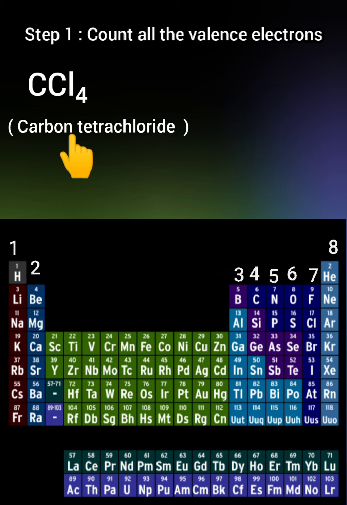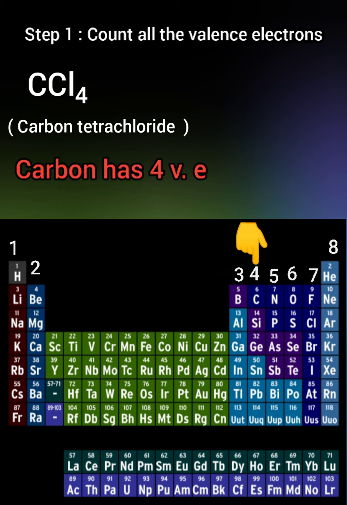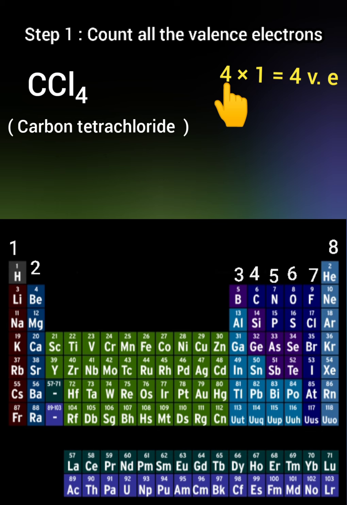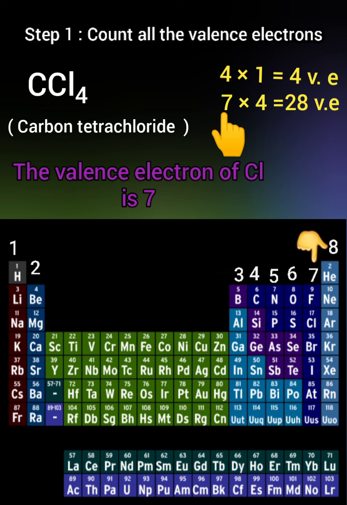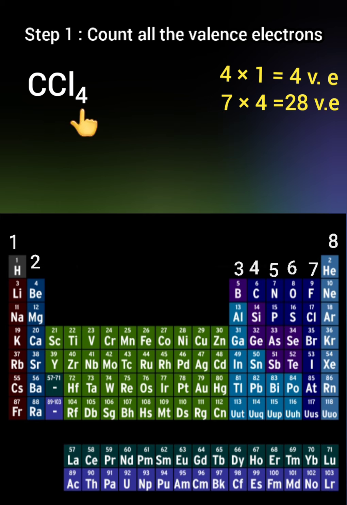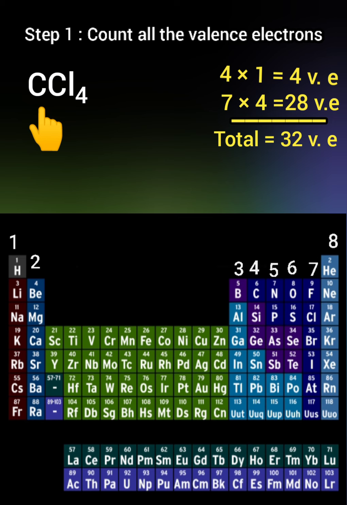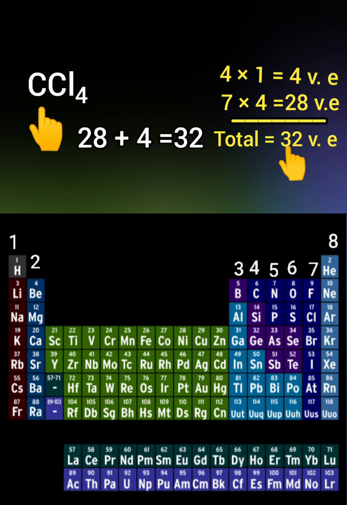In carbon tetrachloride, carbon has 4 valence electrons. So 4 times the number of carbon atoms in this molecule, 1, equals 4. Chlorine has 7 valence electrons. So 7 times the number of chlorine atoms in this molecule, 4, equals 28. Therefore, the total number of valence electrons of carbon tetrachloride is 28 plus 4 equals 32.